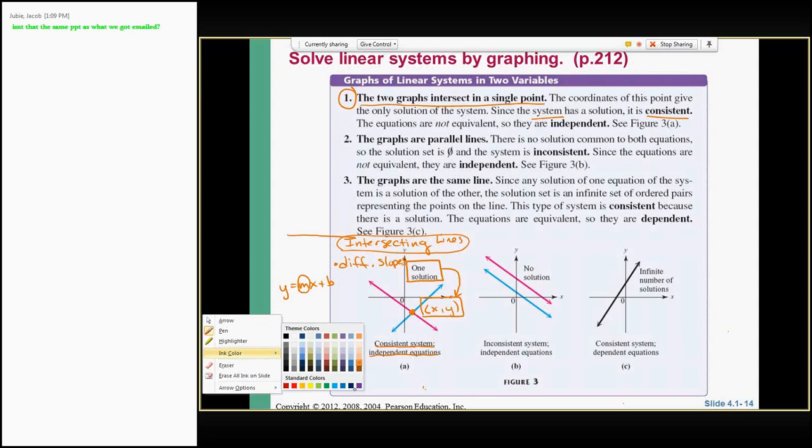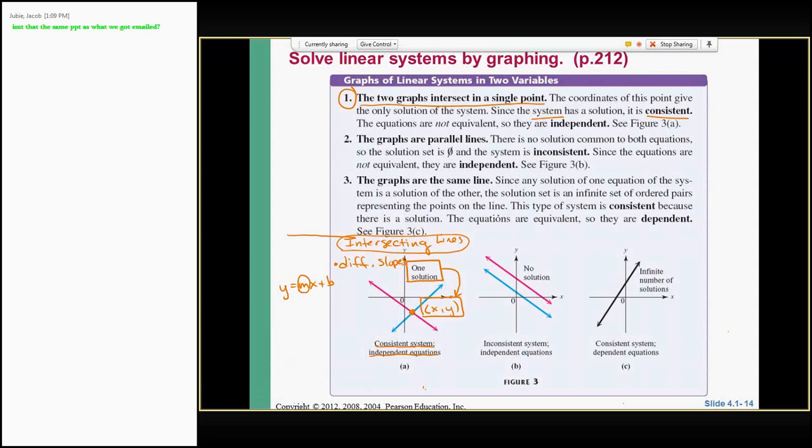This is a different scenario. These are called parallel lines. Parallel lines, what do you know about their slope? Okay. Same slope. And what about their y-intercept?